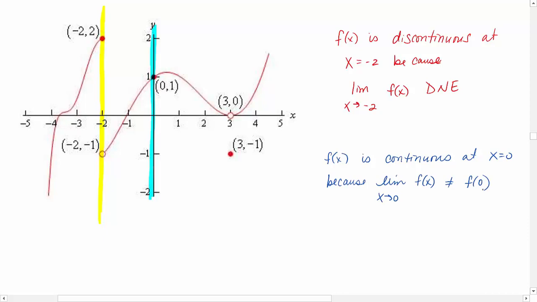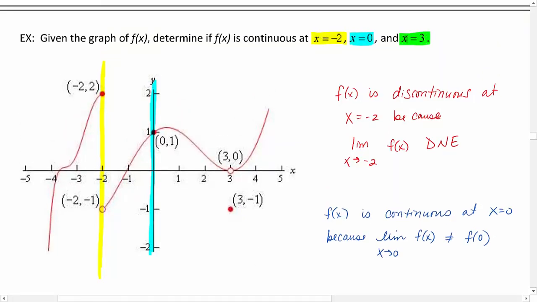The limit from the left and right side are both equal to positive 1, so the limit as x approaches 0 in general exists and is equal to 1, and we see we have a closed circle right there at 0, 1, telling us the y value at 0 is also 1. So because the limit and the actual value are the same, it's continuous.